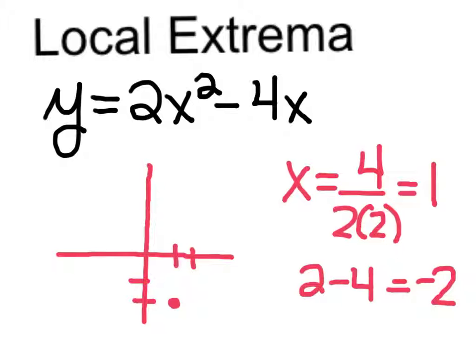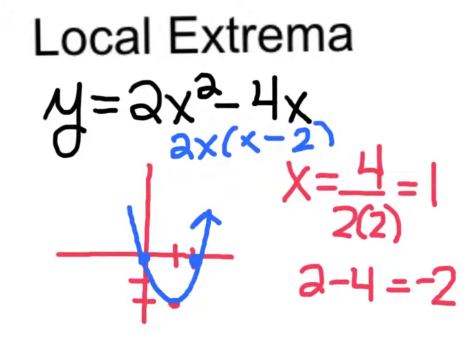If you were to factor it, it also has zeros of 0 and 2. This parabola faces up, and it has what's called here a local minimum, or in this case it's just a vertex or a minimum, at 1, negative 2.